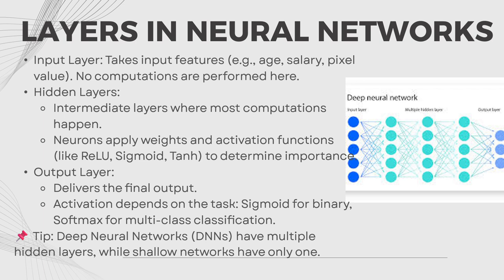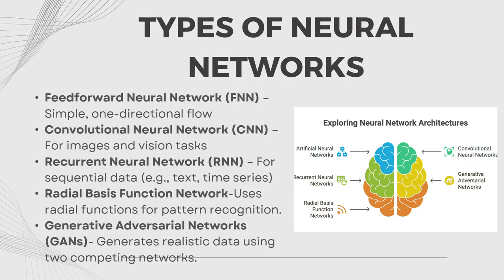Next, we will consider a real world example. When you are unlocking your phone using face recognition, the network processes pixel values across layers to match your face with stored data. Next, we have types of neural networks. Not all neural networks are the same. Let's explore a few types.